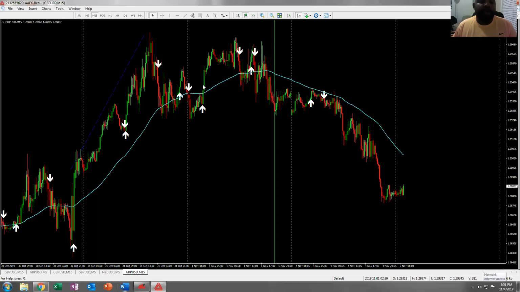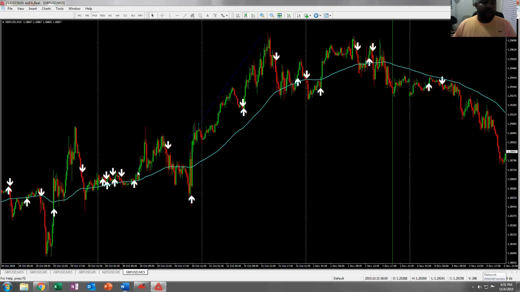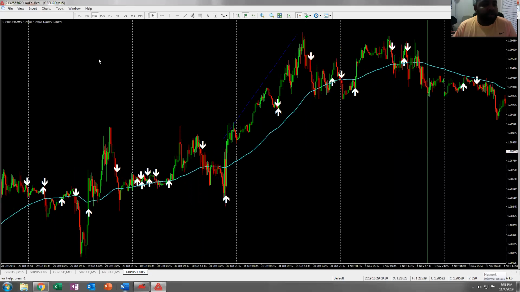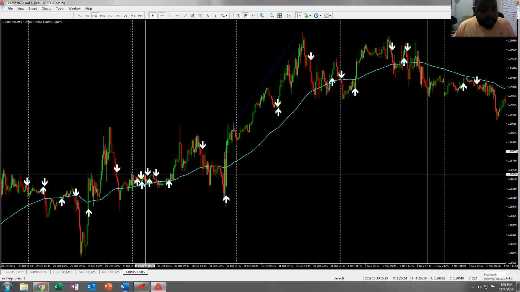Let's say you only focus on the direction of the trend, right? So if the trend is respecting the 100 MA on this side, that's a buy. So you focus on the buys. You don't worry about these sells.